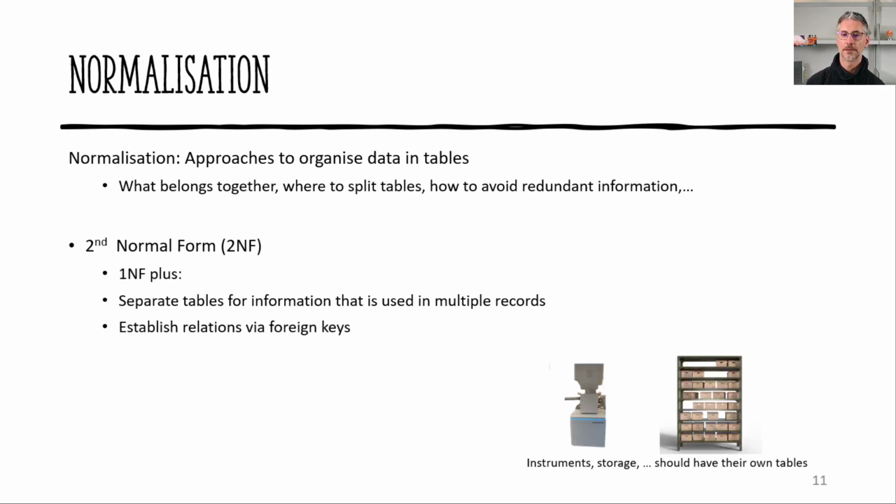The next one adds that we have separate tables for information that is used in multiple records. We have already used that in our previous example, for example, the storage location. We could have integrated the storage location with the samples, but we may use the storage location for different things. Or, if you think ahead, we have scientific instruments. We have a number of samples that we use. And so we better put the instruments into a separate table as well. And then we can establish relationships via foreign keys.